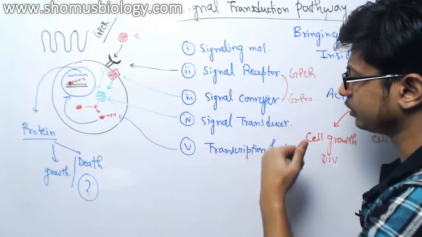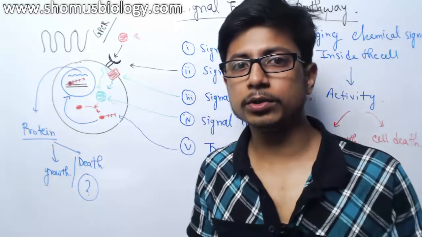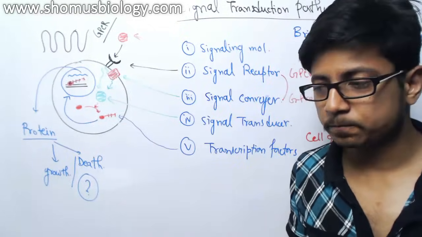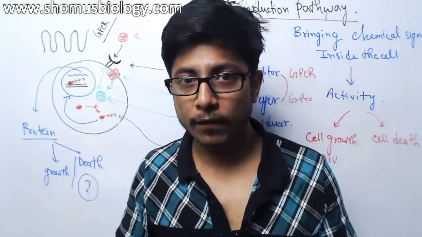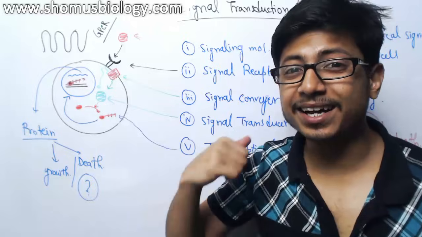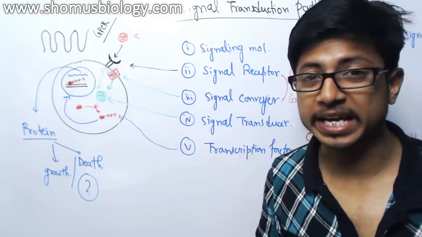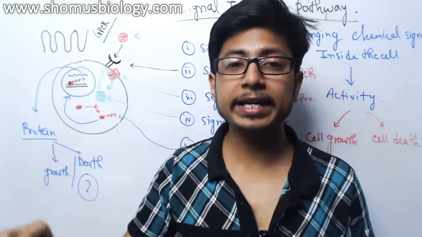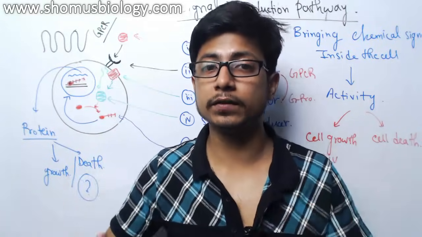And about the signal transducers: signal transducers are signaling molecules that are generated inside the cell. The job of signal transducers is to amplify the signal that is present from the beginning. That is another very important advantage of a signal transduction pathway. It's not just providing the information, it's amplifying the information many fold further.